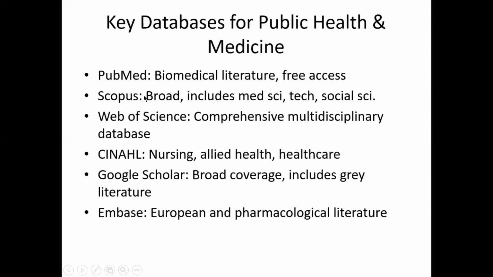There is Scopus, which is quite broad and includes not only the medical sciences, also technical and social sciences. There's Web of Science. It's comprehensive, also multidisciplinary. There's CINAHL, which includes literature on nursing, allied health, and healthcare as well. There's Google Scholar, which is broad and includes grey literature, so people's reports, editorials, and so on. And finally, EMBASE, which is European and focuses on pharmacologic literature and other medical studies. So usually we use PubMed, Scopus, and EMBASE for clinical studies.